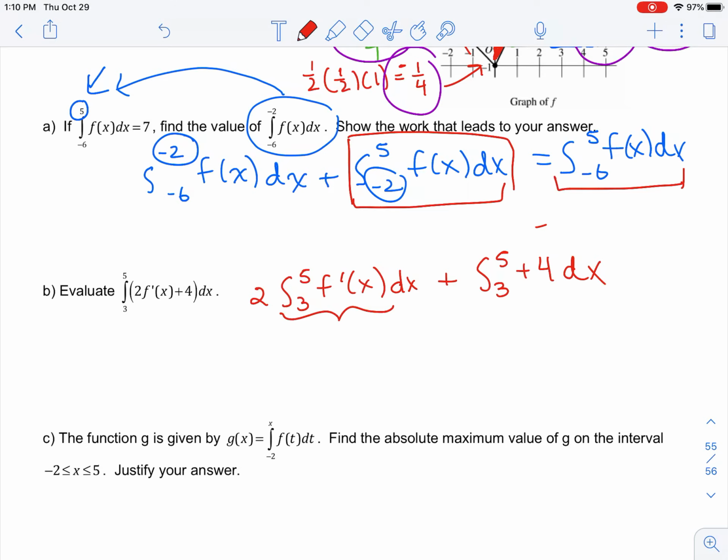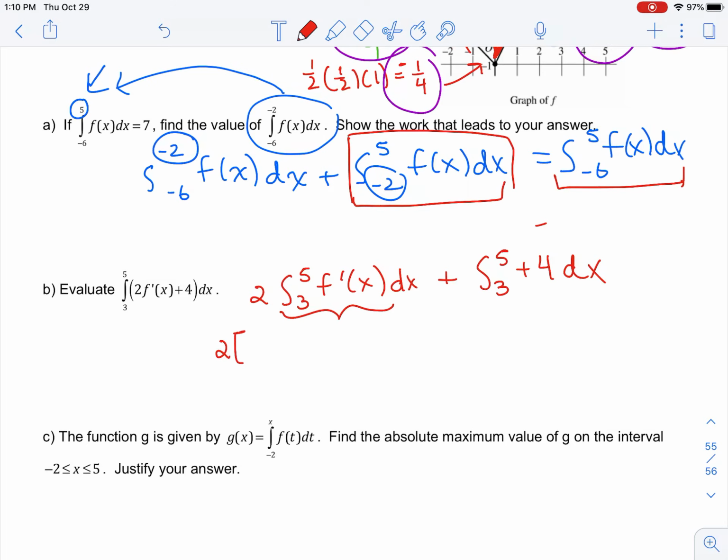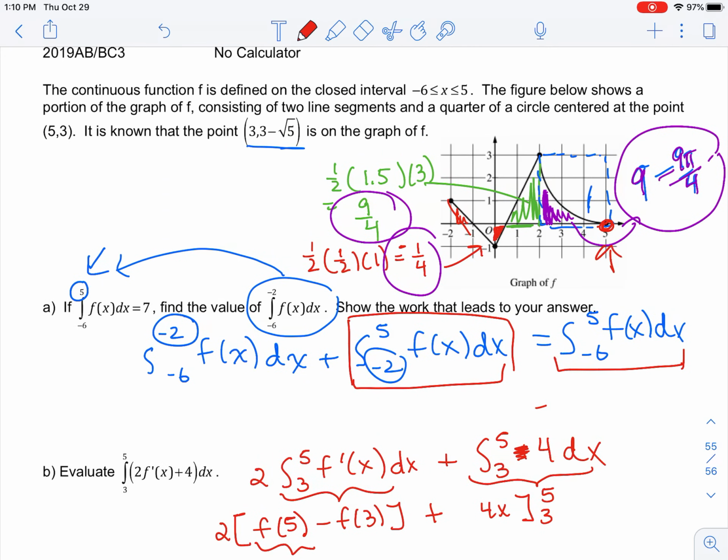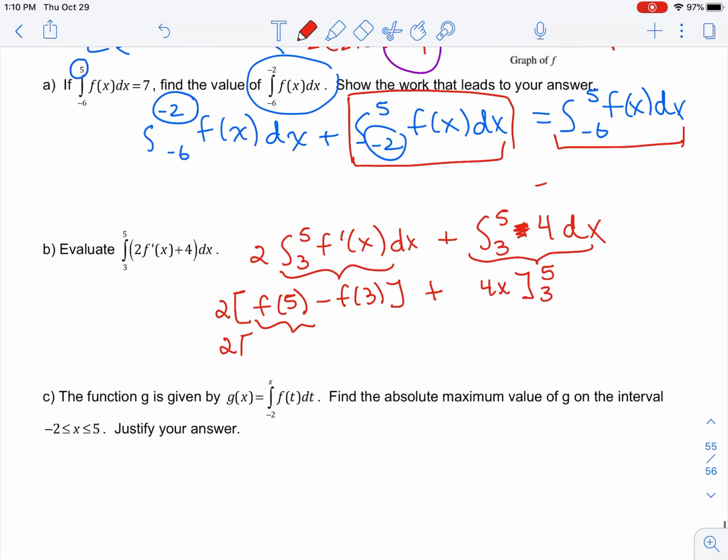This piece right here, we do not have an equation for f prime, but what's the antiderivative of f prime? It's just f. So what do we do? Plug in the upper bound, subtract off the lower bound, plus this, we can take the antiderivative. The antiderivative of 4 is just 4x, and we're going to evaluate that from 3 to 5. Now this is given. If I look at the graph, what is f of 5? That's just the point on the graph, which is 0. So this is 0. I don't need to write that.